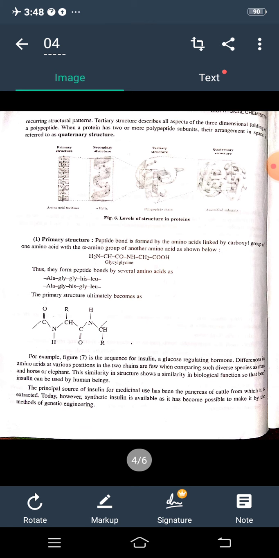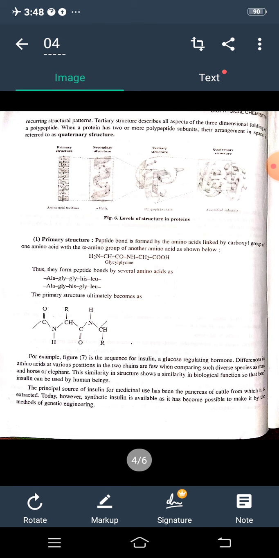First of all, we discuss the primary structure. The peptide bond is formed by the amino acids linked by the carboxyl group of one amino acid with the alpha amino group of another amino acid, as shown in, for example, glycine. Thus, they form peptide bonds by several amino acids such as alanine, glycine, histidine, leucine, etc. The primary structure ultimately becomes as shown in figure 7.